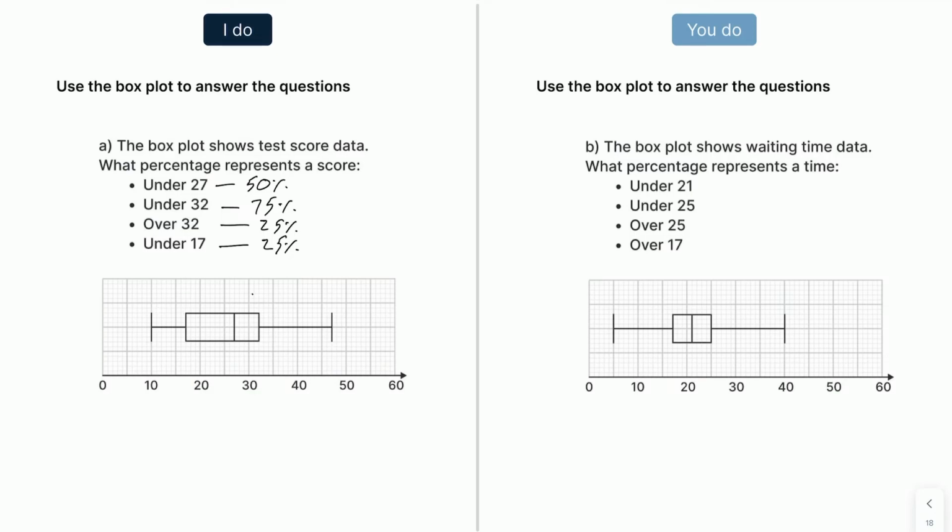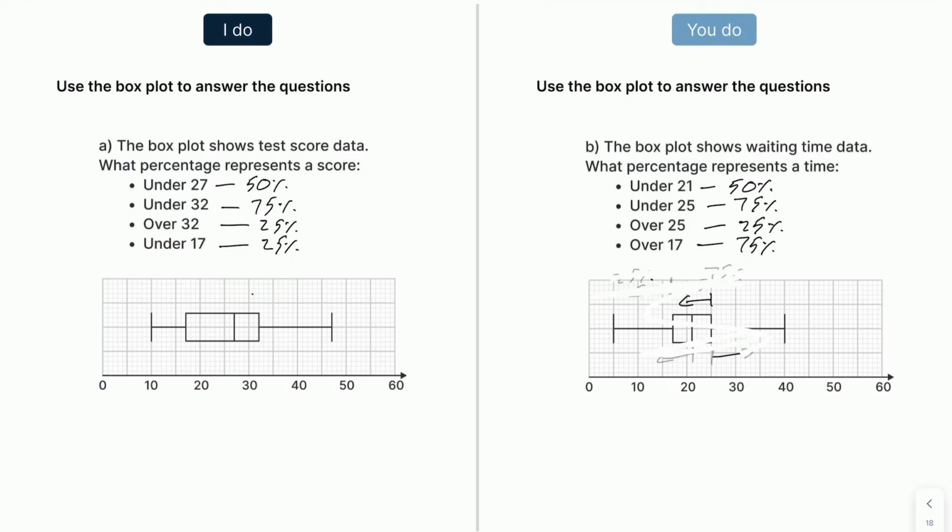So press pause and have a go at the example on the right. So under 21, where is 21? 21 is right there. That's the median. Remember, the median represents 50% of the data. It is an average. Now under 25, 25 is the upper quartile. So that's going to be 75% of the data. Over 25 is going to be whatever's left over. So that's 25%. And over 17, now 17 is the lower quartile. So over 17 is going to be 75% here, okay? Under 17 is going to be 25%. So that is 75% of the data.